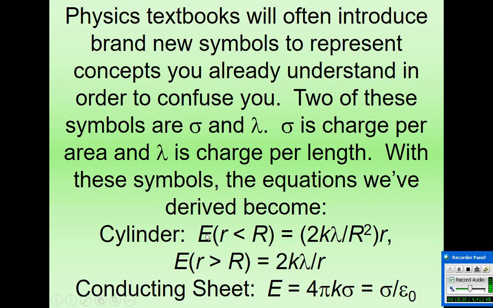field. For the cylinder, E, when we are inside the cylinder, when little r is less than capital R, is equal to 2k lambda over R squared, and then that times little r. Whereas if we are outside of the cylinder, then the strength of the electric field is 2k lambda divided by little r. Our expression for the conducting sheet, we can either write it as 4 pi k times sigma, or we can write it as sigma over epsilon naught. Those are interchangeable with each other.